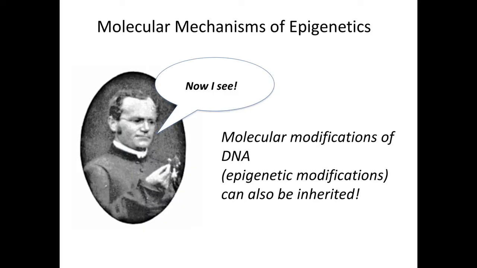Okay, so why is this happening? How can there be individuals of the same genotype that have very different phenotypes? And so we're going to discuss the molecular mechanisms of epigenetics. What's going on here is that there are molecular modifications of DNA, called epigenetic modifications, that can also be inherited. So when you inherit DNA, you inherit a lot of information, but the DNA itself can be modified. So you're inheriting a little bit more than just DNA from your parents.